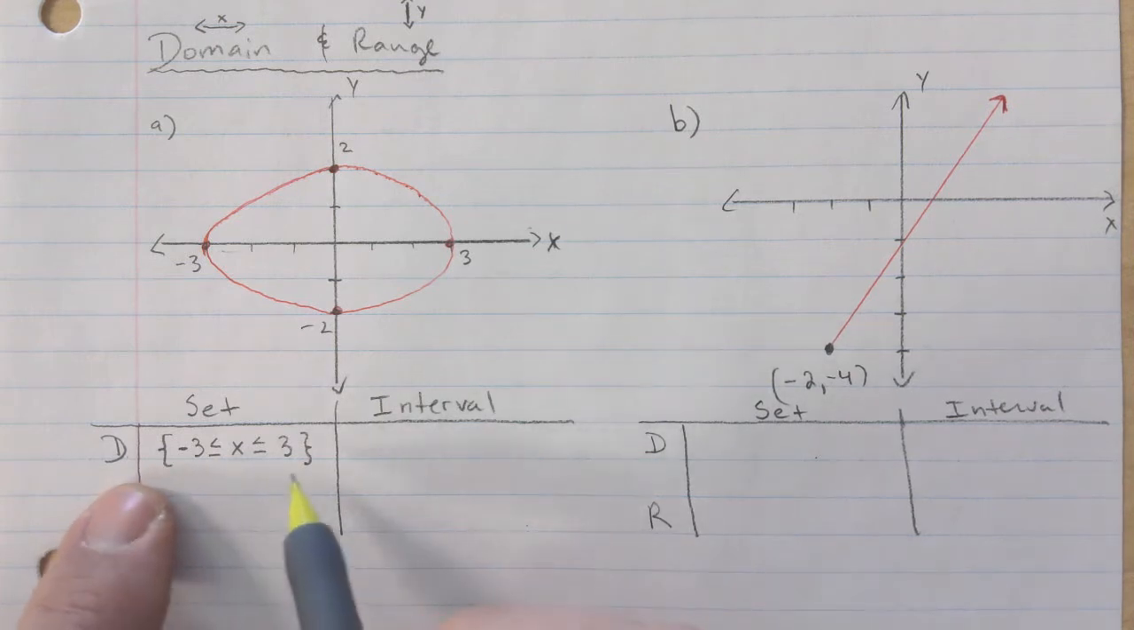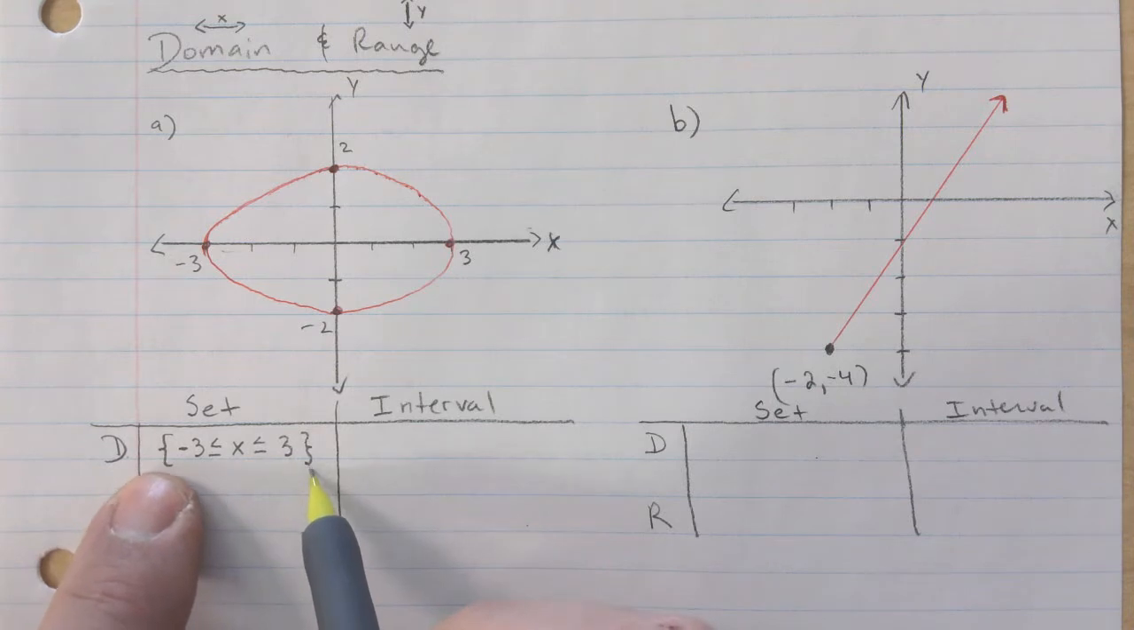So whenever you're dealing with sets, you want to be using the squiggly brackets. Don't use round or square brackets. That would be wrong. Okay.